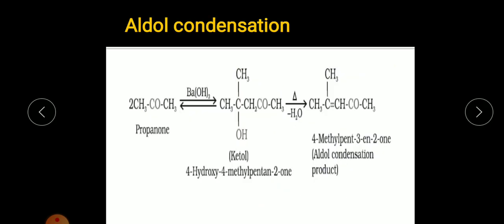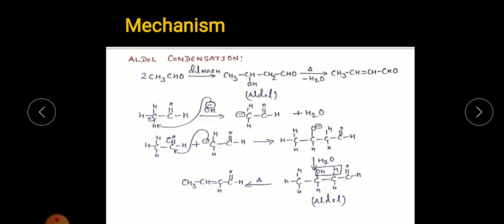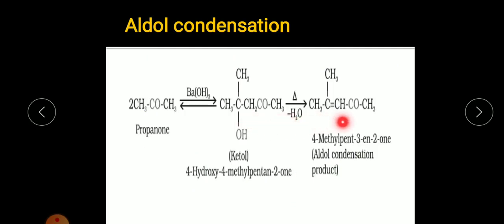Aldol condensation can also take place between ketones. Here we have taken propanone, or acetone. If you follow a similar mechanism in this way, you'll get these two products. You'll get this ketone form, which is 4-hydroxy-4-methylpentan-2-one, and after that on heating it will give you the aldol condensation product. Now you can practice with the same mechanism and see whether you get this product or not.